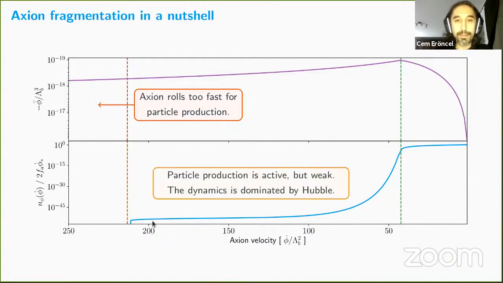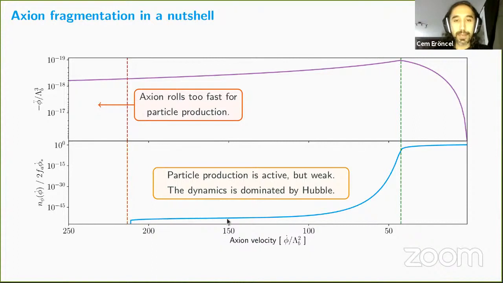Then there is the middle regime where the particle production starts to kick in, but the dynamics is still dominated by Hubble. What I mean by that is the back reaction of the fluctuations on the homogeneous mode is very small, therefore can be neglected. Therefore, the dynamics of the zero mode is still determined by the Hubble parameter.